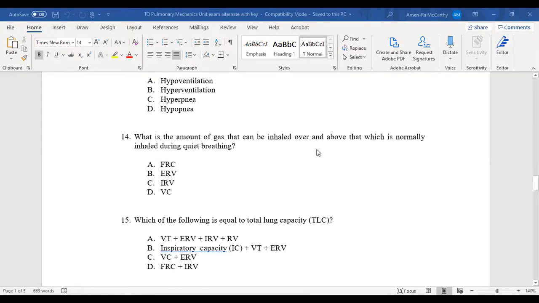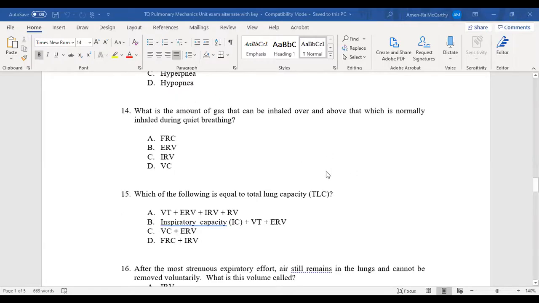All right, number 14. What amount of gas can be inhaled over and above that which is normally inhaled during quiet breathing? So after my quiet inhale, I suck in as much as I can after that. What is that volume called? Good, Miss Thomas, Kayla. Good, Miss Scott. Miss Rose, did you answer this one yet? Look at it again, Miss Tabor. Yes, I did. Okay, well, good. Because y'all numbers so fast, I don't know if that was the last choice or not.